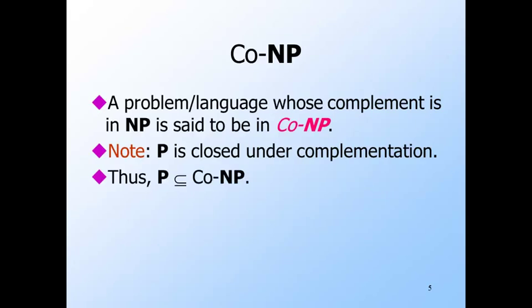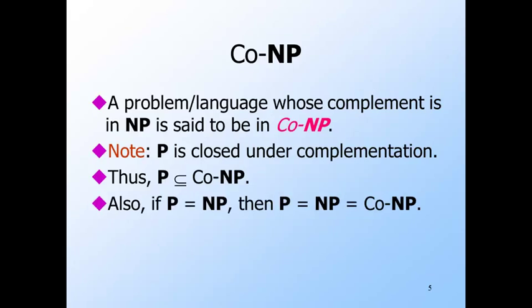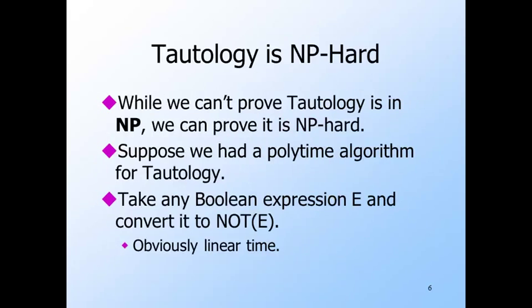Since the complement of every language in P is also in P, it is surely in NP. That proves the class P is a subset of co-NP as well as of NP. Another important connection is that if P does equal NP, then P also equals co-NP, and therefore NP and co-NP are equal. However, it is possible, but unlikely, that NP and co-NP are the same, but that they are bigger than P. We can prove the tautology problem to be NP-hard.